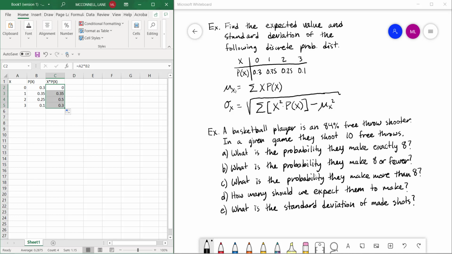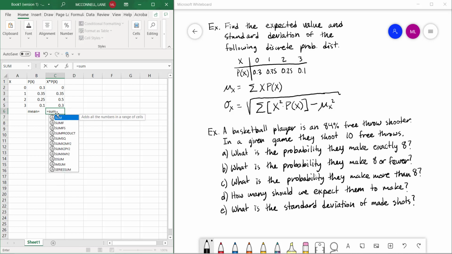So if I want the mean now, all I need to do to that list is take their sum. So again, I can do equals sum. I'll use the sum command and do a parentheses, and now we just need to tell it what to sum. I need to sum up all of these values. So I want to go from there down to there. So I can just drag and cover them up, hit enter, and it will spit out the mean for me.